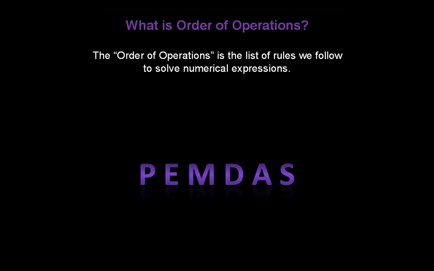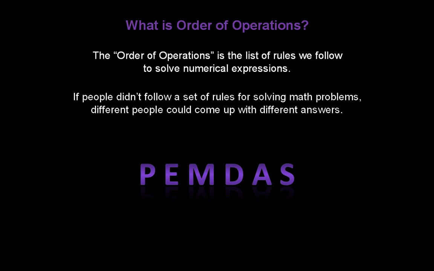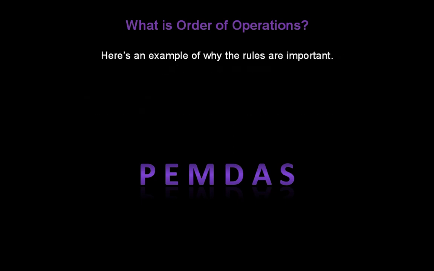First of all, what is order of operations? Well, the order of operations is the list of rules we follow to solve numerical expressions. If people didn't follow a set of rules for solving math problems, different people could come up with different answers. Here's an example of why the rules are important.